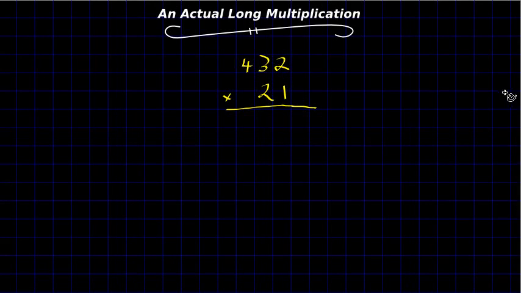Let's do the same problem again, the exact same problem, except this time rather than organizing it as a series of equations, let's organize it as an actual long multiplication problem. So that the two numbers that we had to add at the last slide, there was a 432, and we had to add that to 8,640.